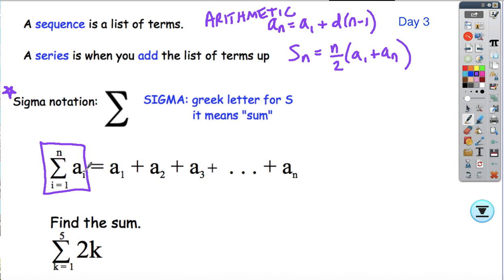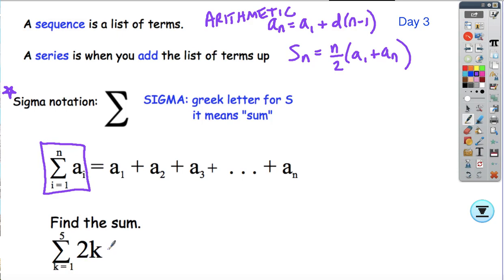So if I plug a 1 in here, I would have a sub 1, that'd be my first term. Then I plug a 2 in, a sub 2 is my second term. Then I plug a 3 in, a sub 3 is my third term. All the way up to plugging in some number n, that's my last term, and I add them all up. That's all it's saying. It is a little intimidating looking, so I just want to walk you through how you can find the sum the long way and the short way.